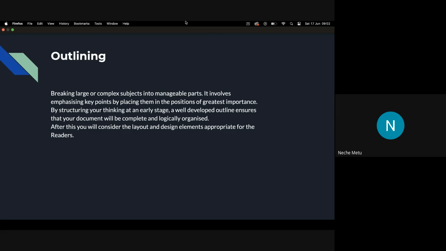After this, you will start considering the layout and design elements appropriate for the readers. So you now begin to think about the layout, whether it's the A4 layouts, how you want the layout to be, the design, and all that, the headings, which of the headings will you be starting with? Like I was talking about H1, some of those things have to do with markdown. Yes, the way I talk about H1, H2, it's markdown.